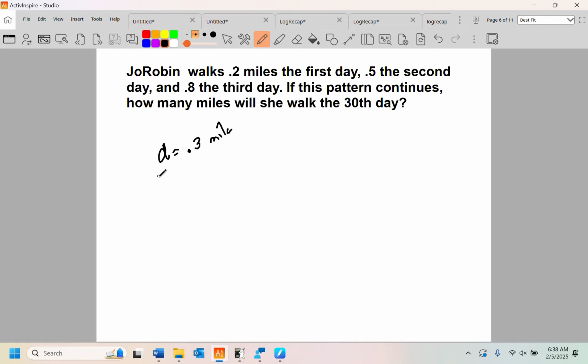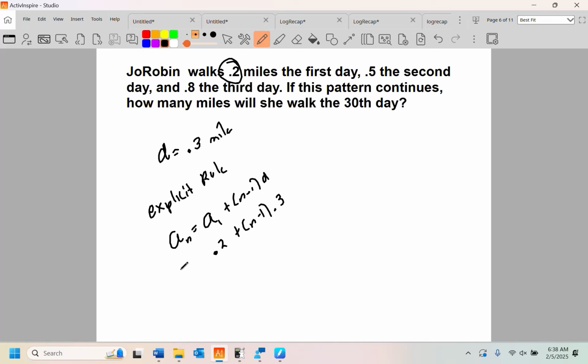We could do this recursively. We could add 3/10 for a long, long time. I just don't have time for that. So we're going to write the explicit rule, because explicit means straight and to the point. It says that the nth term is the first term plus n minus 1 times the common difference. So the first term is 2/10 of a mile, and the common difference was 3/10 of a mile.